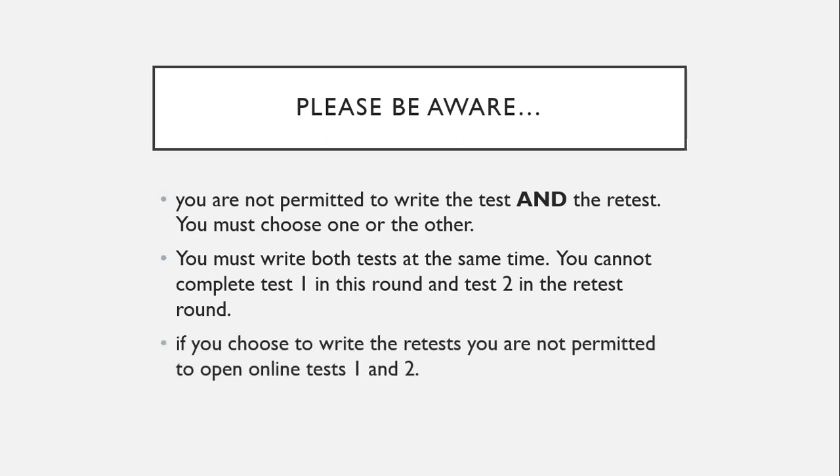And very importantly, if you choose to write the retests in October, you may not answer online tests 1 and 2 now. It would be unfair for you to be able to have a look at the tests, to see what is being tested, and then to get the opportunity to write the tests in October. So please be aware that if you open the test in the session from the 30th of August to the 3rd of September, you will not be permitted to write the retest in October.